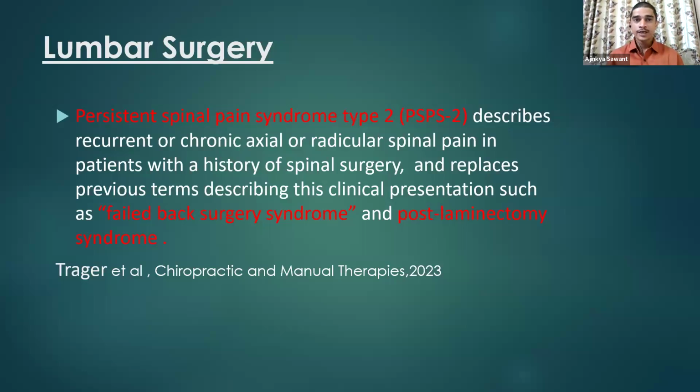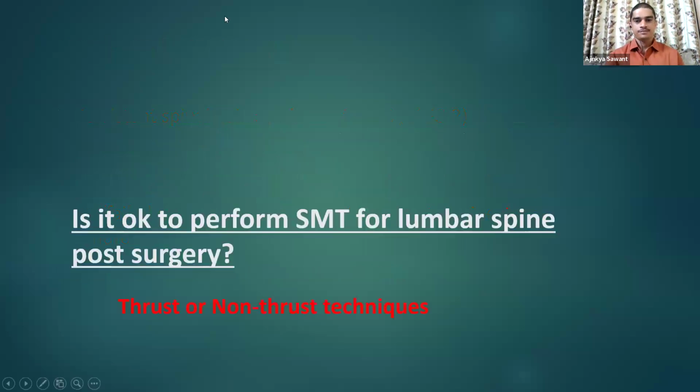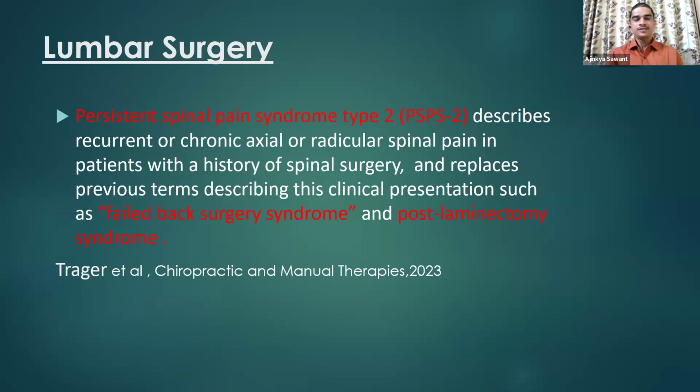Pain remains. Have you come across these patients? I guess every physical therapist has come across these patients. So what is it? It is persistent spinal pain syndrome type 2, which describes recurrent or chronic axial or radicular spinal pain in patients with a history of spinal surgery, and replaces the previous term. See, that is what I said. The previous term was failed back surgery.